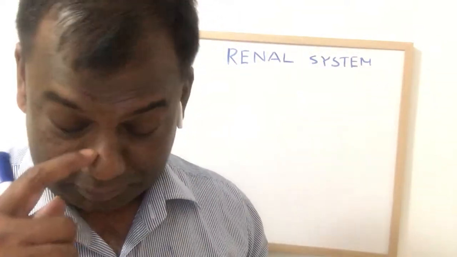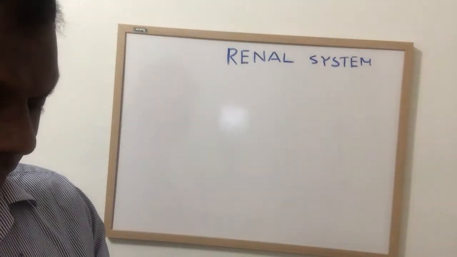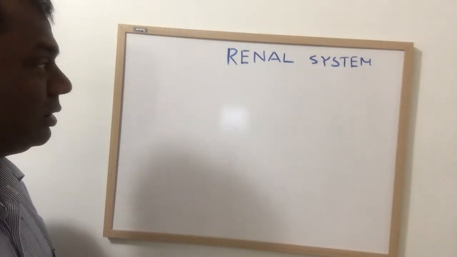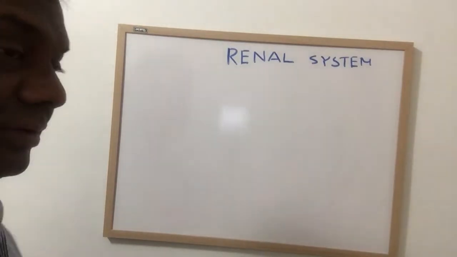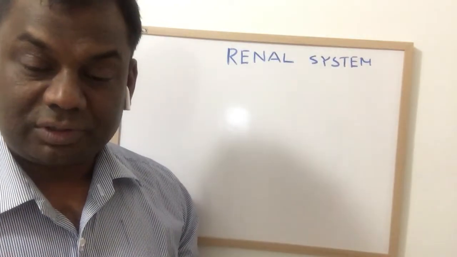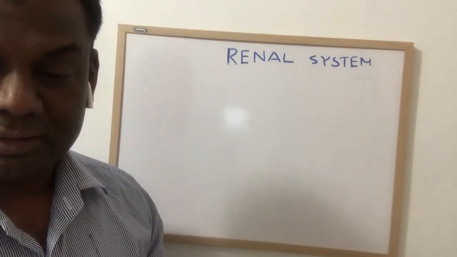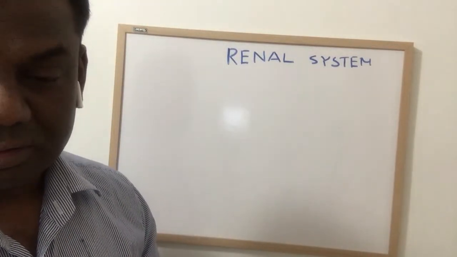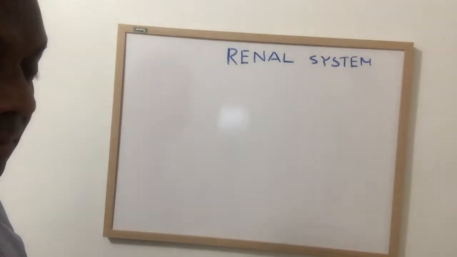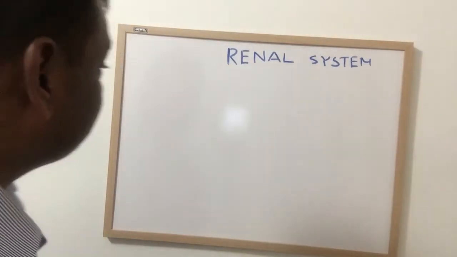Talking about the renal system. The main component is the kidneys, basically. So let's see how a kidney is designed, how it works, its little mechanism, physiology, and pathology. Let's see.